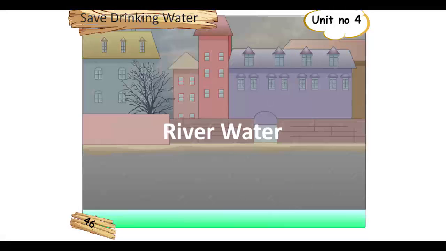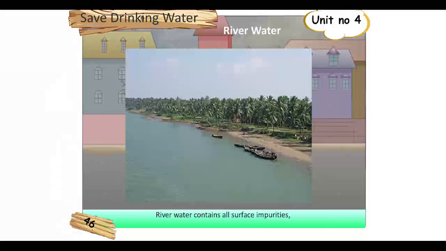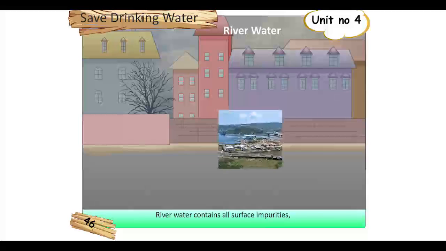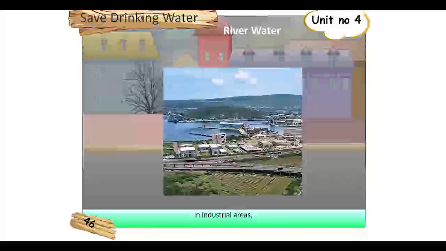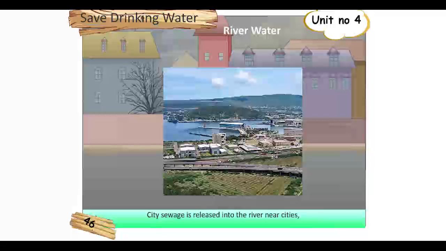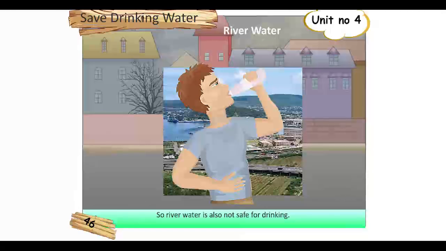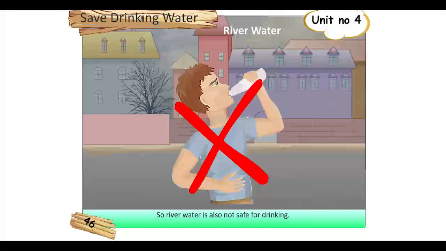River water. River water is a major source of water. River water contains all surface impurities. In industrial areas, the industrial wastes are released into the river water. City sewage is released into the river near cities. Thus, the river water becomes highly polluted. So, river water is also not safe for drinking.